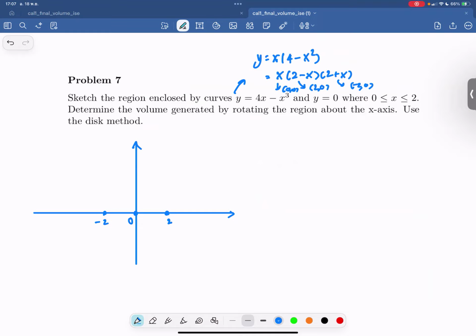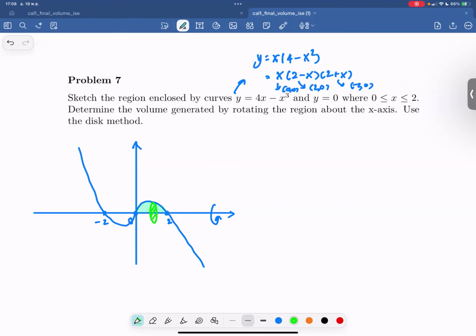And as the coefficient of the x cubed is negative, the graph should be like this. Okay, so the region enclosed by this curve and y equals 0, from x equals 0 to 2, is this region. So we will rotate the region about the x-axis. So our disk should be like this.